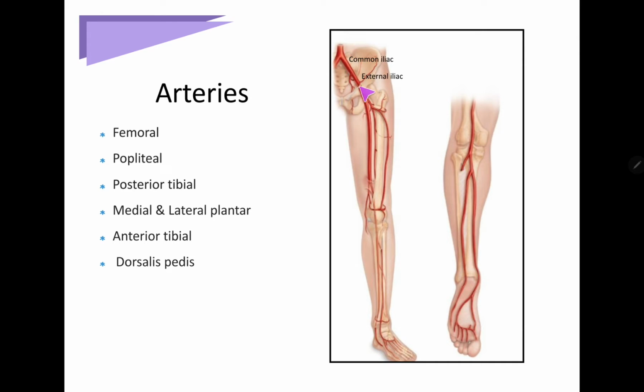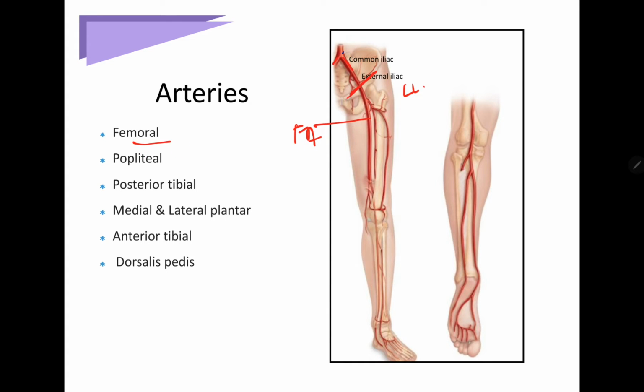In the abdomen you can see the aorta, which divides into the two common iliac arteries, which then divide into an internal iliac and an external iliac. This external iliac then passes under the inguinal ligament to enter the lower limb. Thus, this continuation of the external iliac is called the femoral artery.